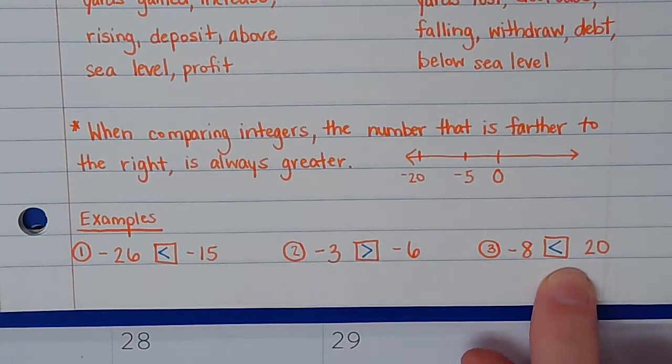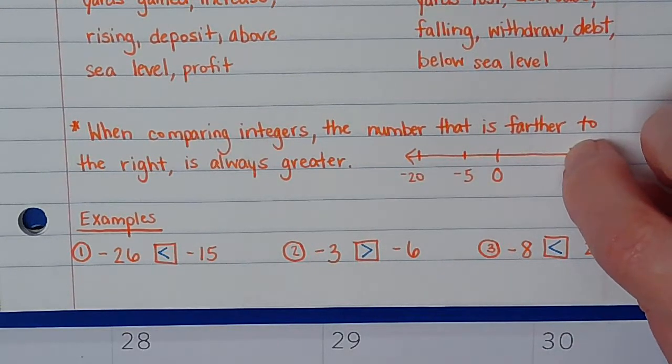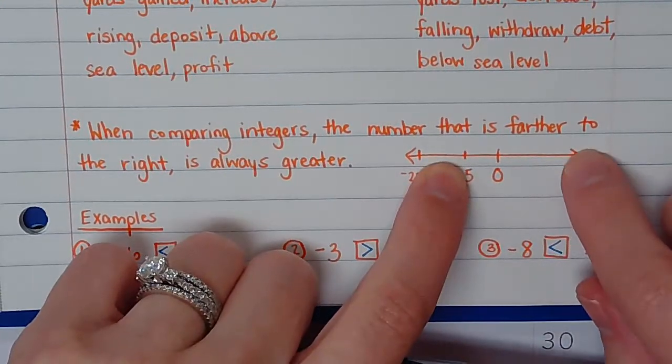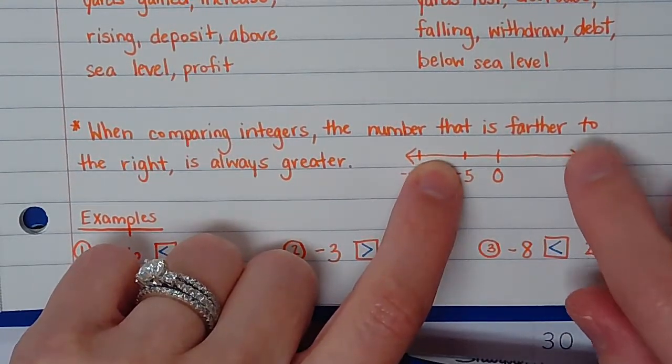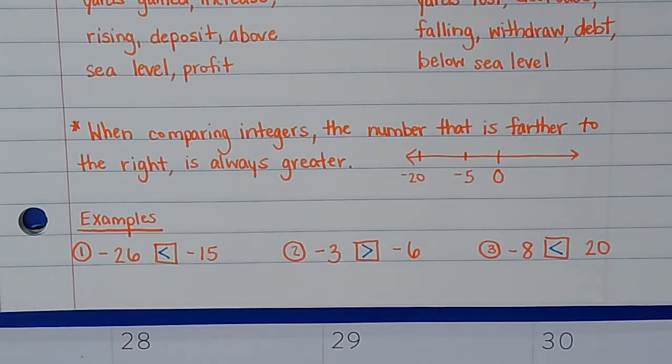But also, if you think about it, like I said, if you plot 20 on a number line, 20 is going to be over here. -8 is going to be over here. So which one's on the right? If -8 is here, 20 is on the right. So that one has to be bigger, okay?